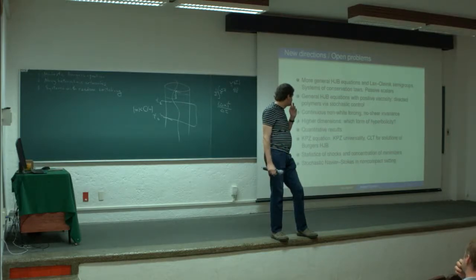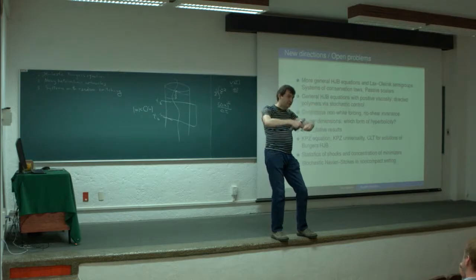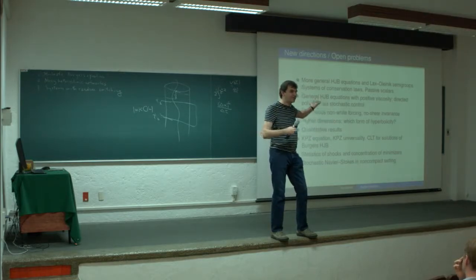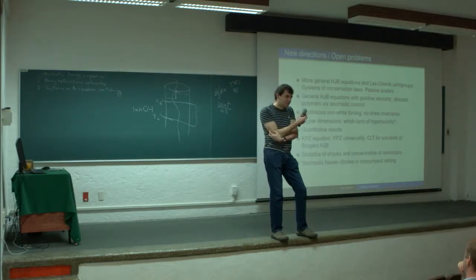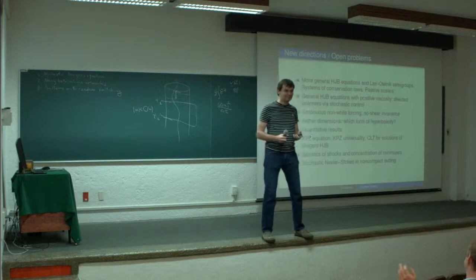What about statistics for shocks and concentration of minimizers? Minimizers tend to concentrate, but I have given you a very lousy description of what they do compared to what we think they do. Actually, there is a paper of Kostya and myself that is going to be published in Nonlinearity, where some of these issues are addressed as conjectures. I think it's the weirdest paper that I've contributed to, because it's interesting, but there are a lot of conjectures. Okay, so I should stop here. Thank you very much.